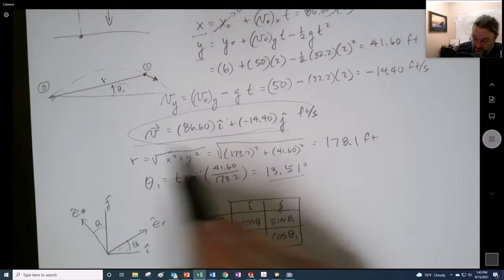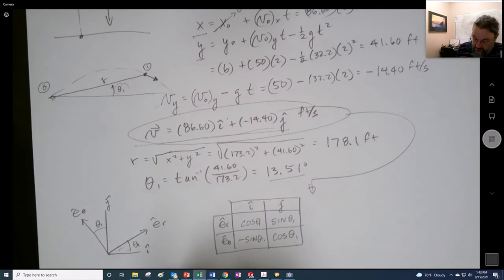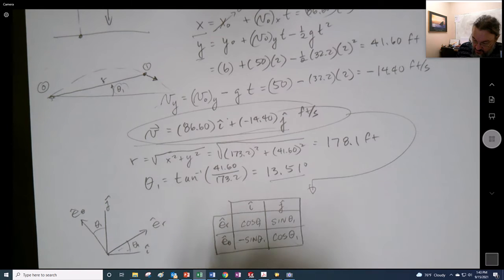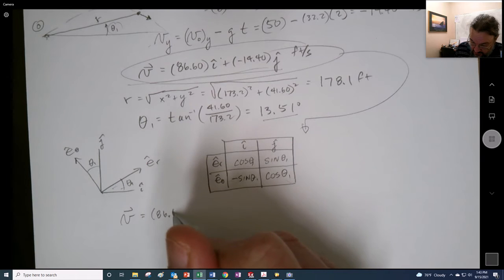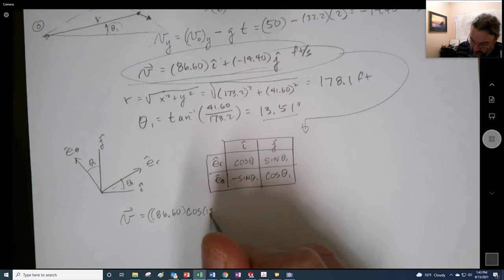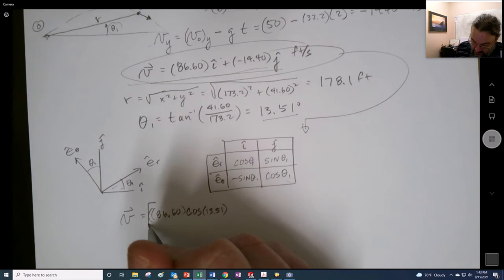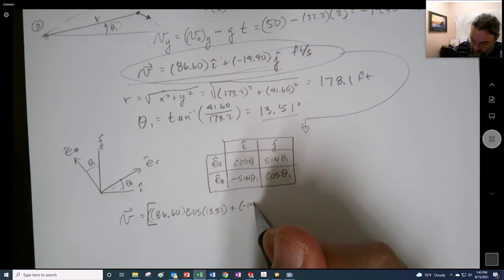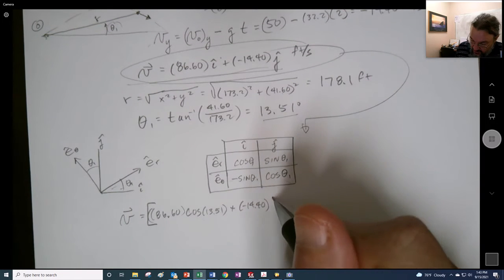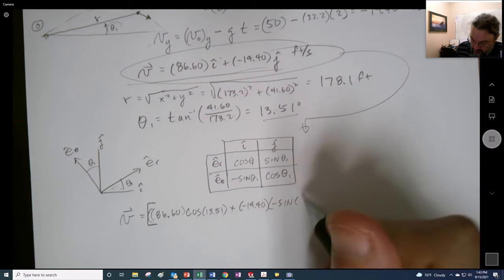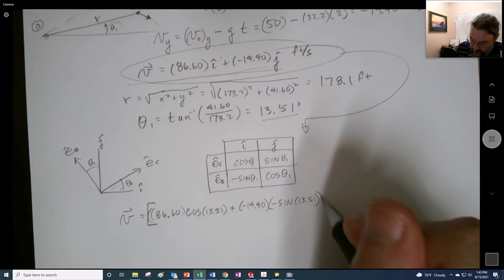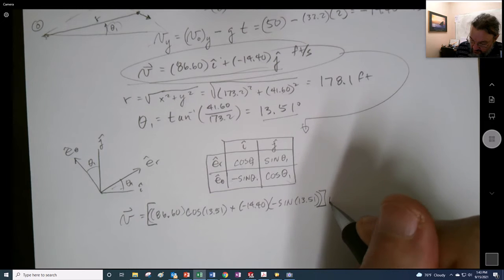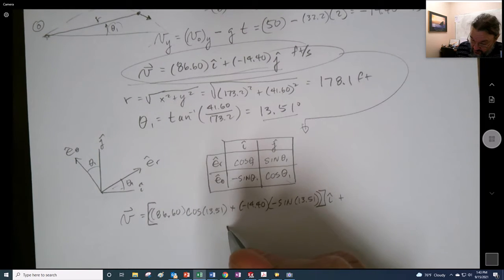So now we take this and we put it through that. We say the velocity is going to be 86.60 right here, times the cosine of 13.51. I'm going to do the I's together at the same time, and then I'll do my plus negative 14.40 times negative sine of 13.51. That's going to be I, and then I'll do the J down here.